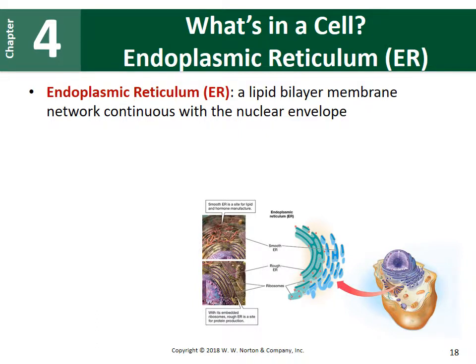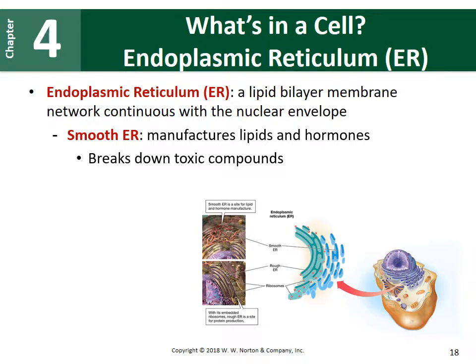The next structure we're going to look at is the endoplasmic reticulum, or ER for short. This is also a lipid bilayer membrane network. It's continuous with the nuclear envelope, so they are attached to each other, but they have different functions. There are 2 types of ER. There is smooth ER. This manufactures lipids and hormones. It can also break down any toxic materials, such as alcohol.